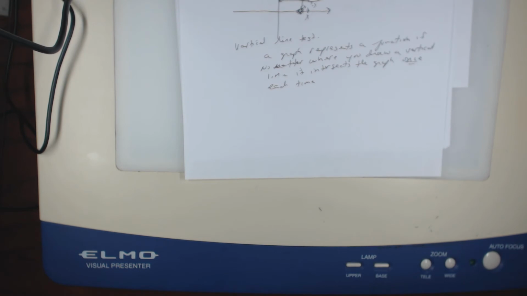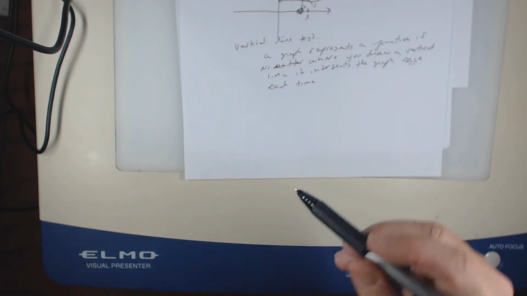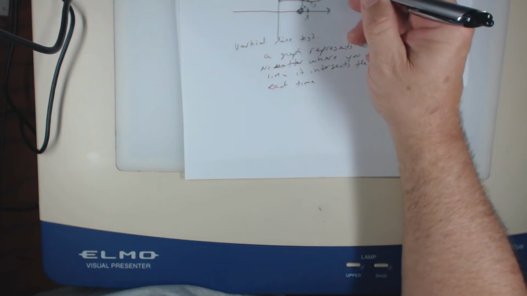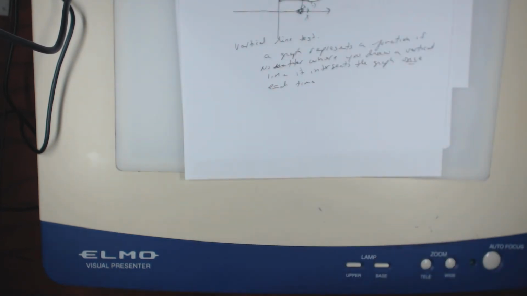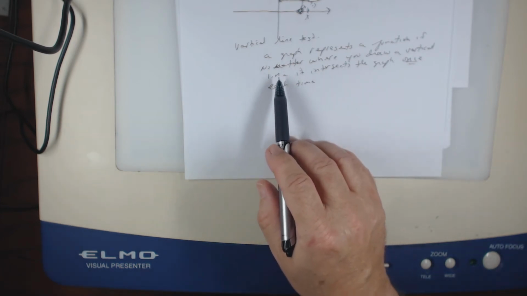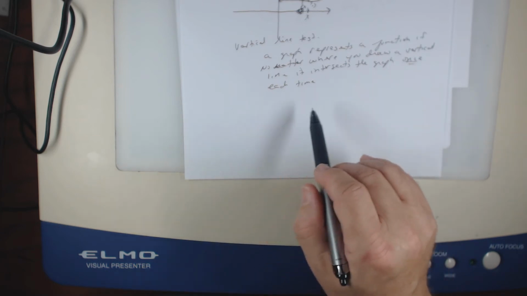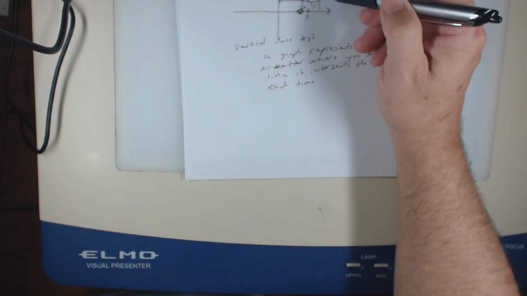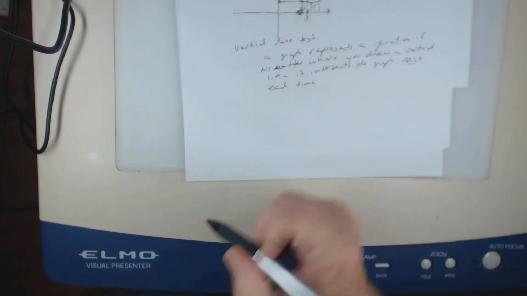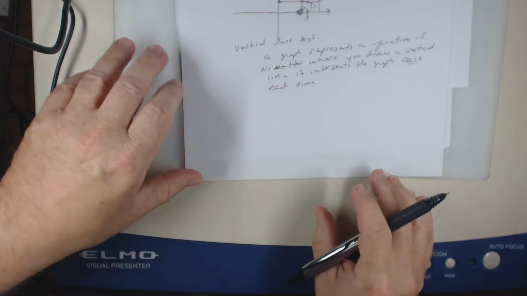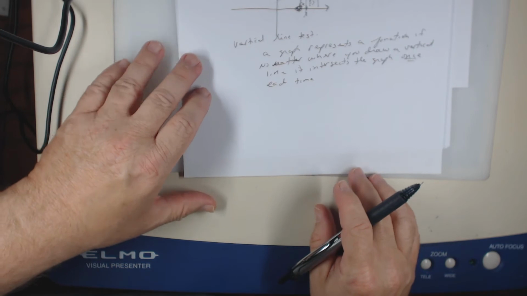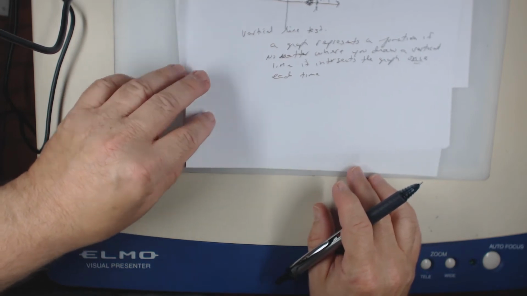Okay? So, for this circle, when I draw the vertical line, here's my question. See this one right here? It intersected it once, but why is it not a function? Yeah, because it says it's got to intersect it once each time. So when I do it here, how many times it intersected? Twice. Yeah, the circle is never going to be a function. Right.